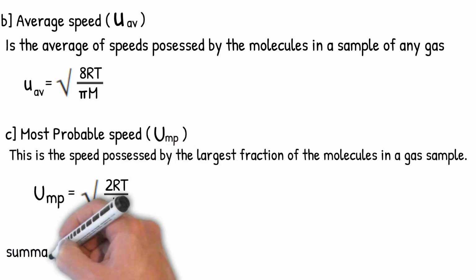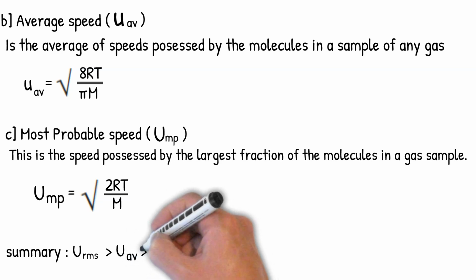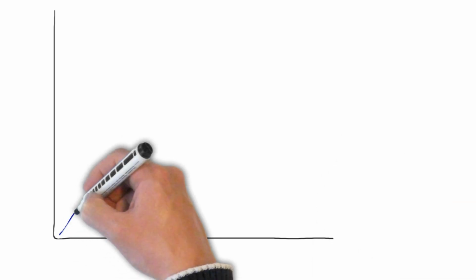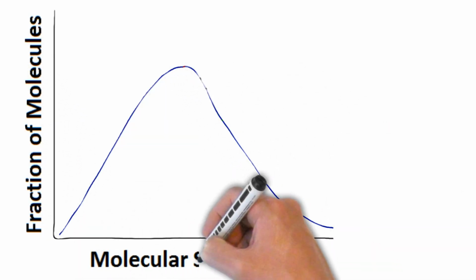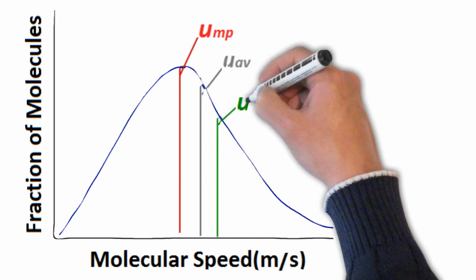Summary. Root mean square speed is greater than average speed, which is greater than most probable speed. Below is the graph of fraction of molecules versus molecular speed. Most probable speed has the largest fraction, then comes average speed, and the last is root mean square speed.